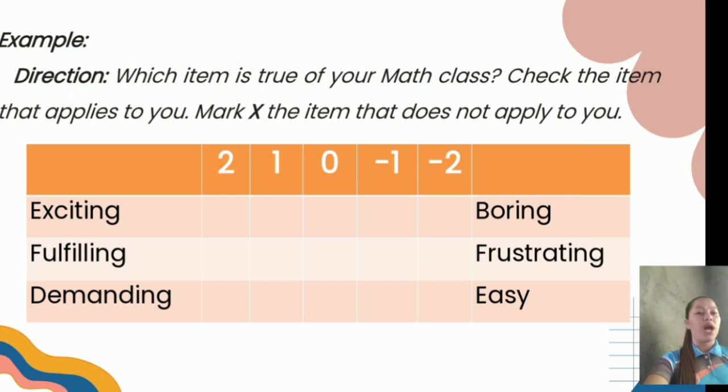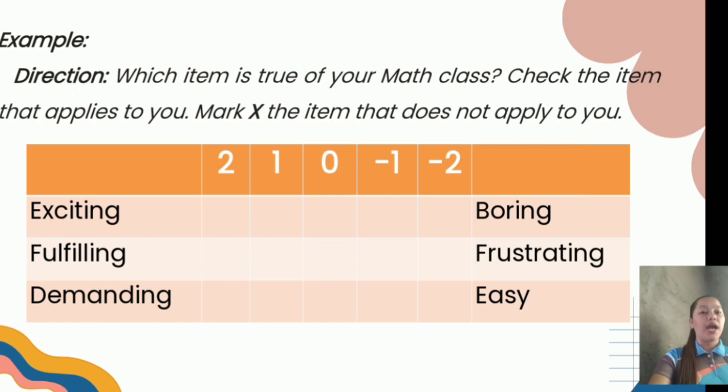For example, the rating scale used here is 2, 1, 0, negative 1, and then negative 2. So, you can use this one, but I just discussed what the original is. So, it depends on the teacher. Here they placed exciting and boring.